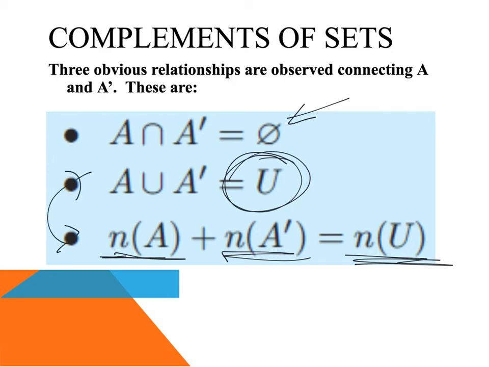It's just that one is related to the actual sets. If we add A and the complement of A, we get our universal set. And the second one has to do with the number of things in each set. So if we take the number of things in A and the number of things in the complement of A, we add them together, we get the number of things we started with.